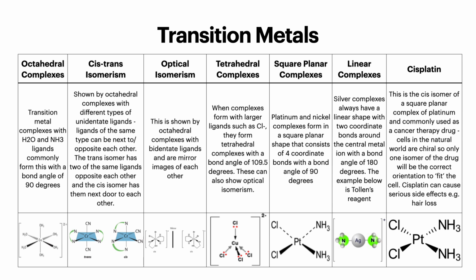Next, we have square planar complexes. So platinum and nickel complexes form in a square planar shape that consists of 4 coordinate bonds with a bond angle of 90 degrees. Then we have linear complexes. So silver complexes always have a linear shape with 2 coordinate bonds around the central metal ion with a bond angle of 180 degrees.